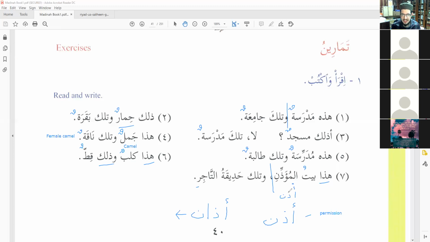I like it. Udhun is an ear. Adhan, the adhan, we would say, if we want to turn it into a verb to give the adhan, we double the middle letter. Adhana yu'adhinu.